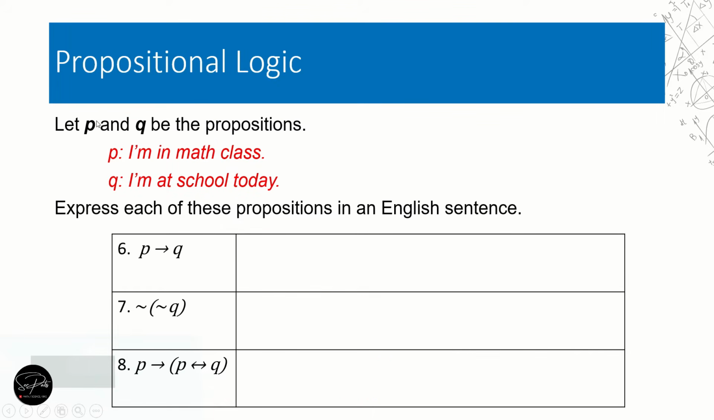And let's go back here. So again, we have here, let P and Q be the proposition. So P, I'm in math class. Q, I'm at school today. So ang ating number 6 ay, if P, then Q. So that will be equivalent to, if I'm in math class, then I'm at school today. So if P, I'm in math class, then Q, I'm at school today.